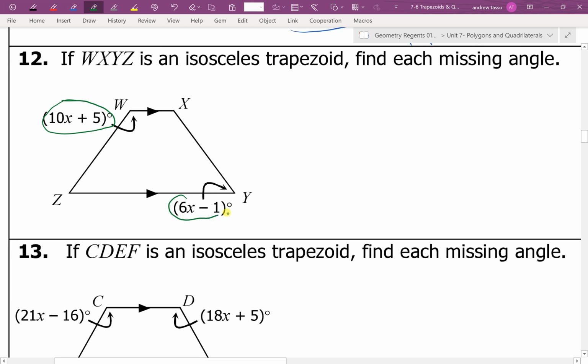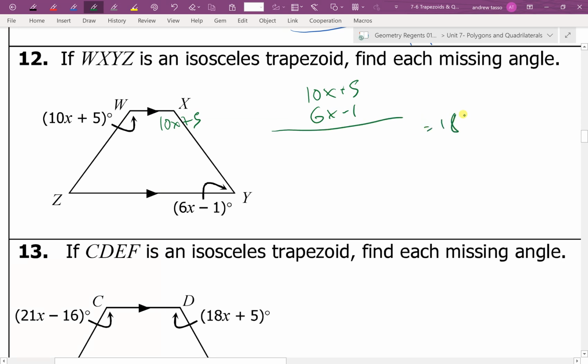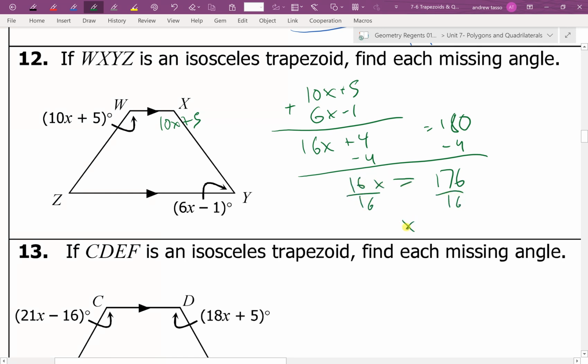So first thing I would do here is realize that these are actually supplementary. The reason why is because this one would also be 10x plus 5, and then we know that adjacent, or consecutive is the word, consecutive angles are supplementary. So anyway, we have 10x plus 5 combined with 6x minus 1 together has to equal up to 180. So let's add the expressions, 16x plus 4, and then we could subtract 4, and finally we can divide by 16. We get x equals 11.